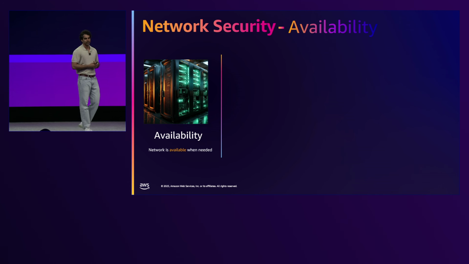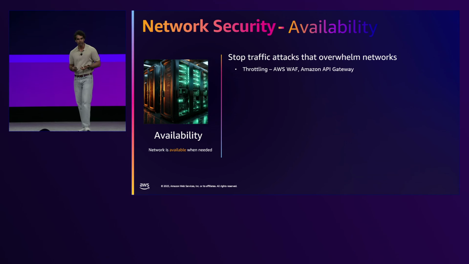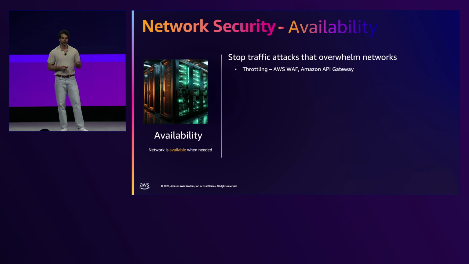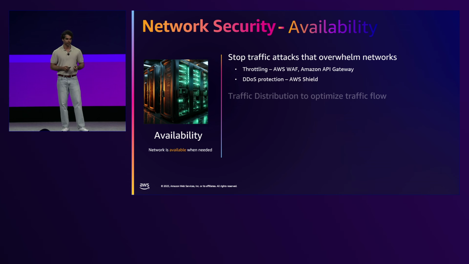Network availability. We need to make sure that the network is available when needed. So we need to stop traffic attacks that overwhelm our networks and make it unusable for genuine traffic. We can do that by throttling. Now, throttling as a capability exists in many AWS services like API Gateway by default, or you can use AWS WAF, Web Application Firewall, on your load balancers and CloudFront. We also have DDoS protection through AWS Shield, Distributed Denial of Service Attack.